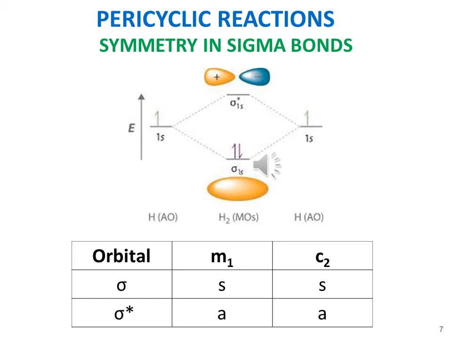So in summary, sigma or the bonding molecular orbital has the M1 symmetry as well as the C2 symmetry, whereas sigma star or antibonding molecular orbital does not have M1 symmetry, and it does not have C2 symmetry. So both these types of symmetries are absent in sigma star 1s, the antibonding molecular orbital.